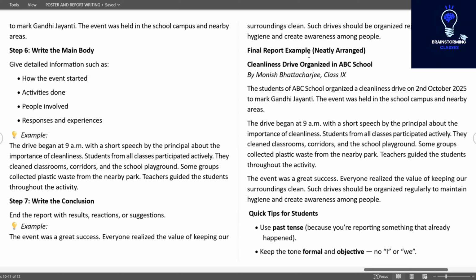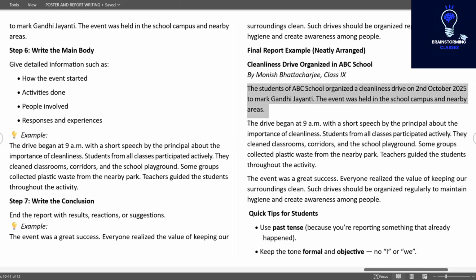Then the final report. For example, if I say how you have to write it: this is the cleanliness drive organized in ABC School, by Monish Bhattacharya, class 9. The byline is very important, that is your name and the class. The students of ABC School organized a cleanliness drive on 2nd October 2025 to mark Gandhi Jayanti. The event was held in the school campus and nearby areas. This is very important. This is the introduction that you have started.